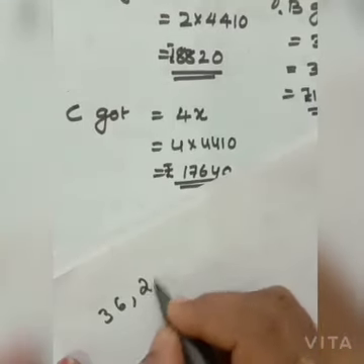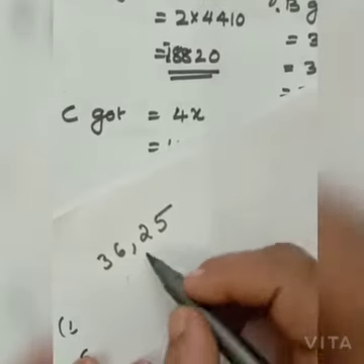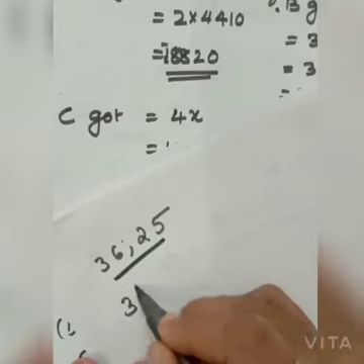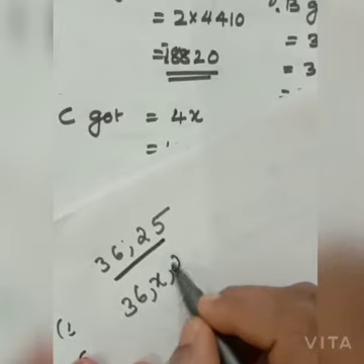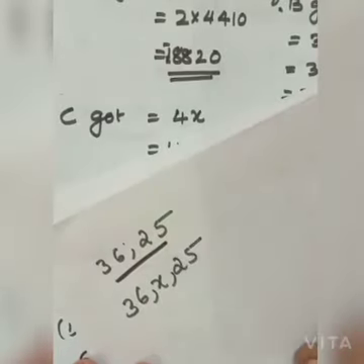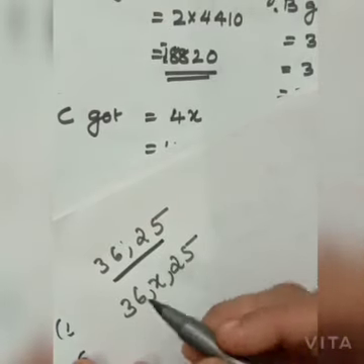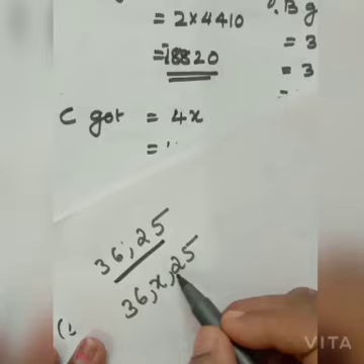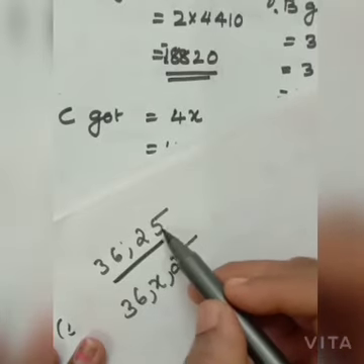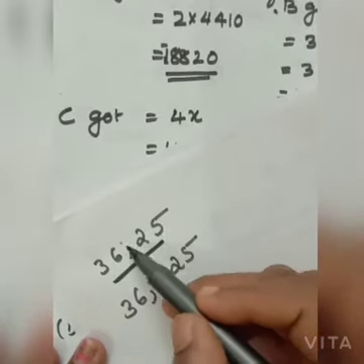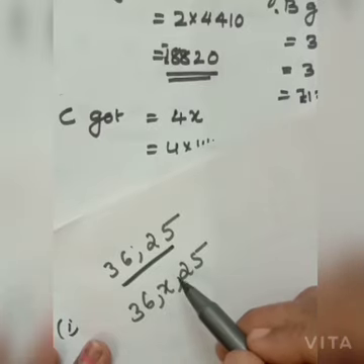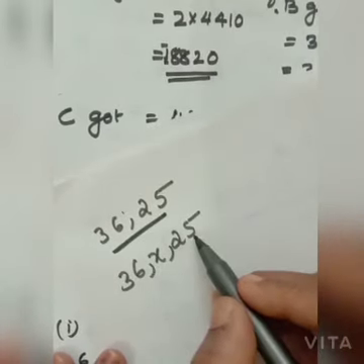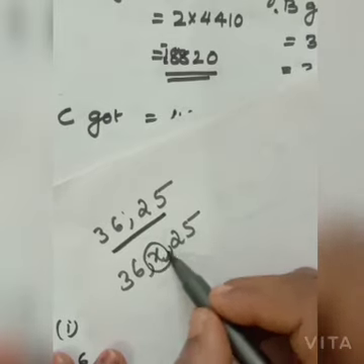36, 25, 2 numbers. What is the mean proportion? Mean means middle. Suppose the middle number is x. We will suppose the middle number as x. Mean proportion means middle proportion. Suppose it as x. I told you, if 3 numbers are there, the middle number will come 2 times.